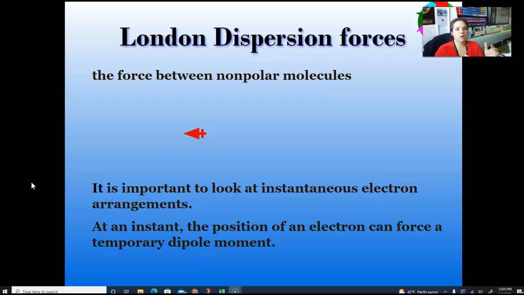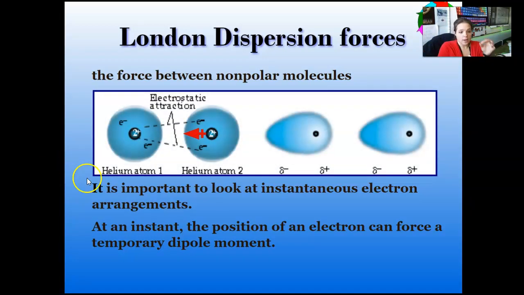So think of carbon dioxide. It is a non-polar molecule overall because it is linear. When you're looking at these, it's important to look at the instantaneous electron arrangements. This means where the electrons kind of hang out, right? At an instant, the position of an electron can force a temporary dipole moment. It just means that because the electrons float and move around the nucleus, it could cause one side to be more negative than the other side.